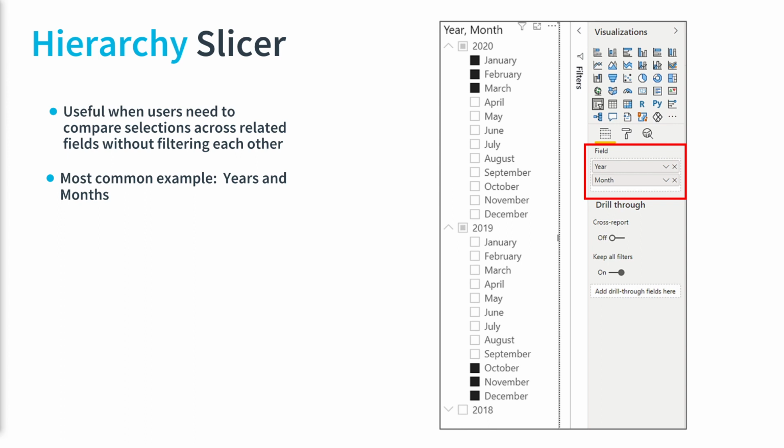A hierarchy slicer groups our month field by each year so that this is possible, as you see in the slicer example. Basically, this slicer type helps your users filter values from one field within the values of another field, allowing for more granular and specific selections.